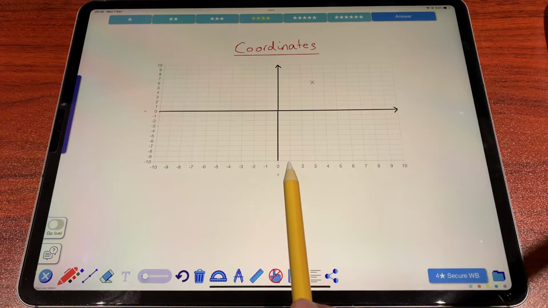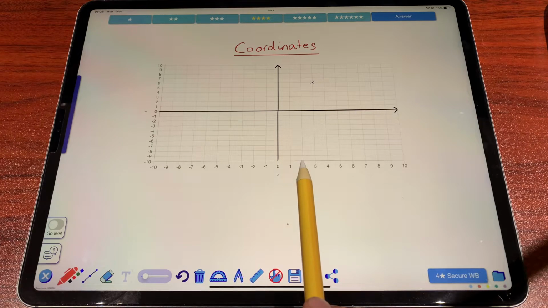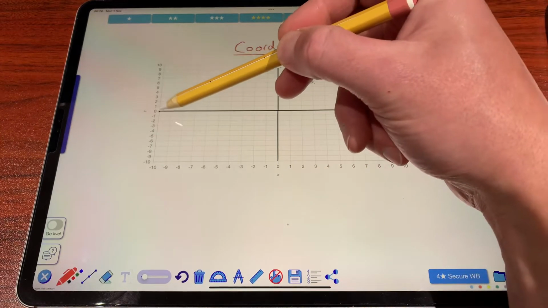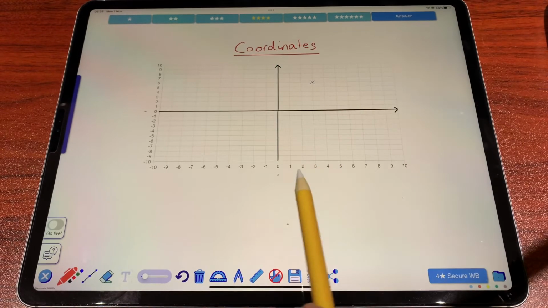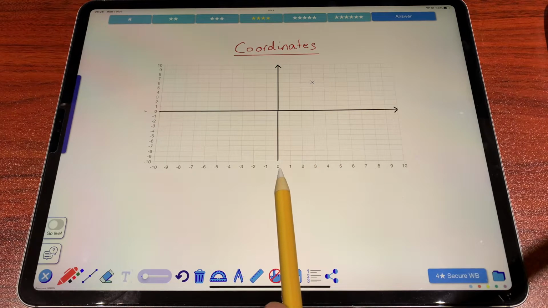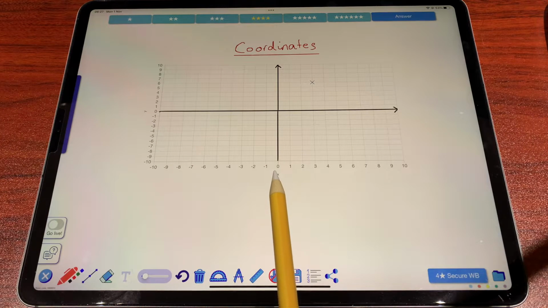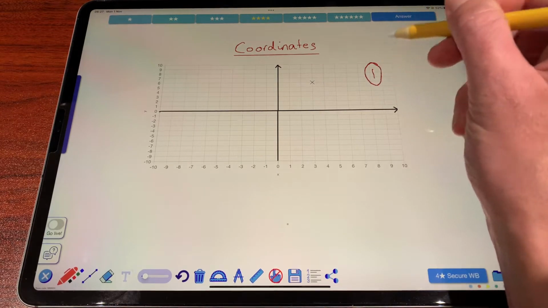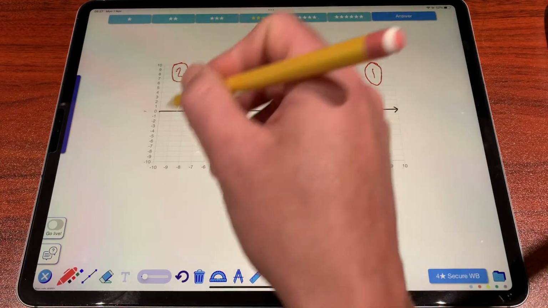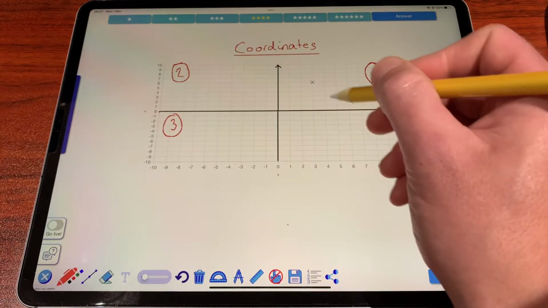Each jump on my x-axis represents 1. Each jump on my y-axis represents 1. Always check the scale on the axis before beginning to read a coordinate. Now with this coordinate grid, I've got 4 sections. I've got quadrant 1, quadrant 2, quadrant 3, and quadrant 4.